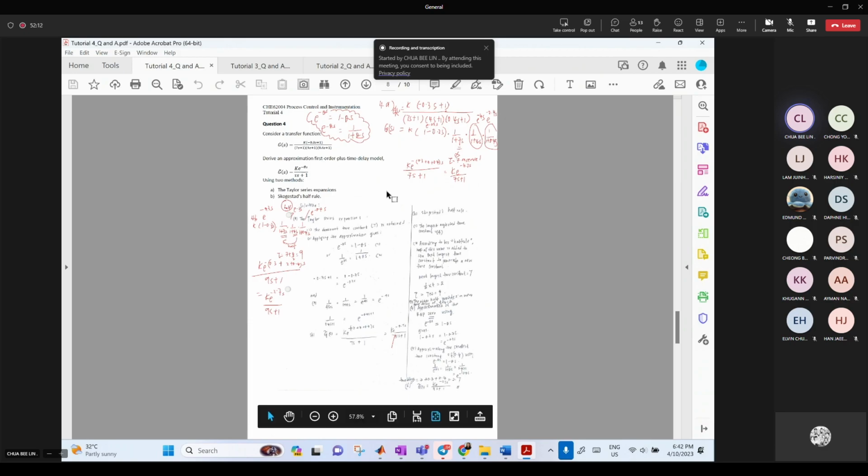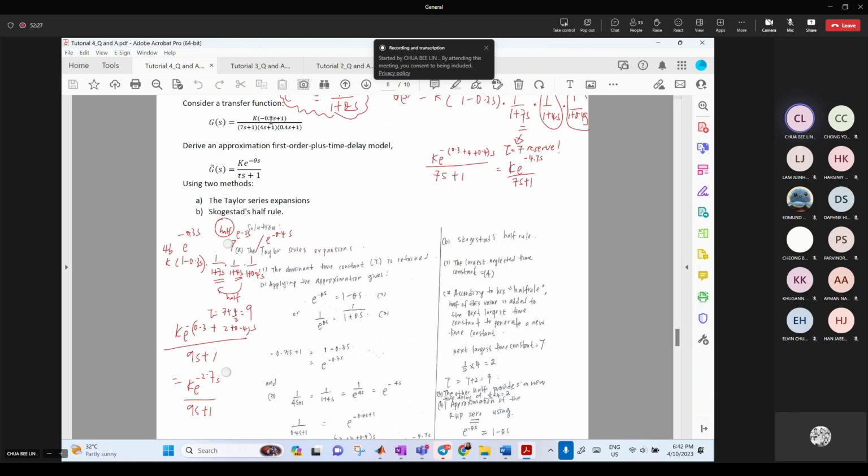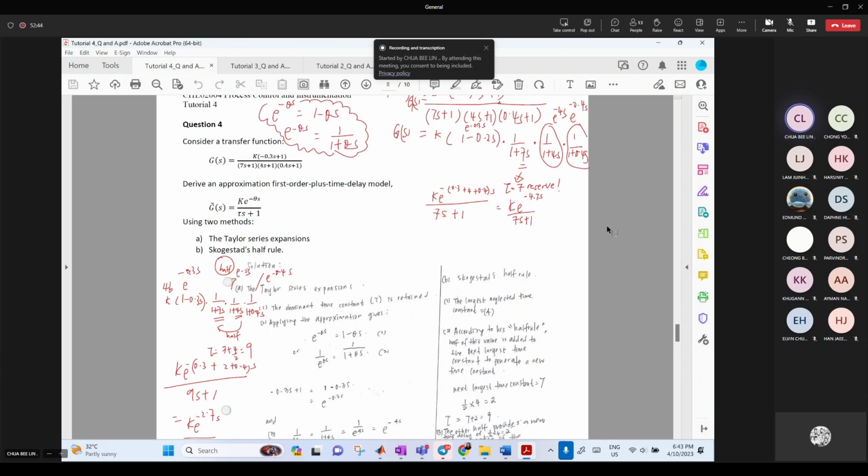I do not solve using this method, but you refer to the handwritten solution that I already shared in the Telegram. I actually expand this to become K multiplied with negative 0.3s plus 1, multiplied with 1 over 1 plus 7s, multiplied with 1 over 1 plus 4s, multiplied with 1 over 1 plus 0.4s. The ones at the bottom, you have to arrange from the highest tau to the lowest tau. If I'm too fast, you refer to the recording, then jot down the notes that you have to take note of for the test and also the final exam. So that's all, a quick briefing for your test.